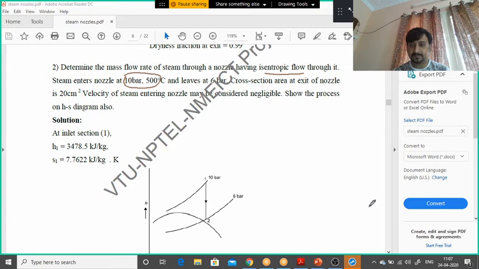You will get a point. Now from that point you just draw a straight line such that it meets this 6 bar pressure. Okay, so 500 degrees Celsius and 10 bar is the inlet condition, isentropic flow, it goes to the 6 bar pressure. So that is what the isentropic flow is. Go through the Mollier chart, you will get this point H2. This is the H1, this is the H2. So what is H1 and S1? You will get it from the chart.